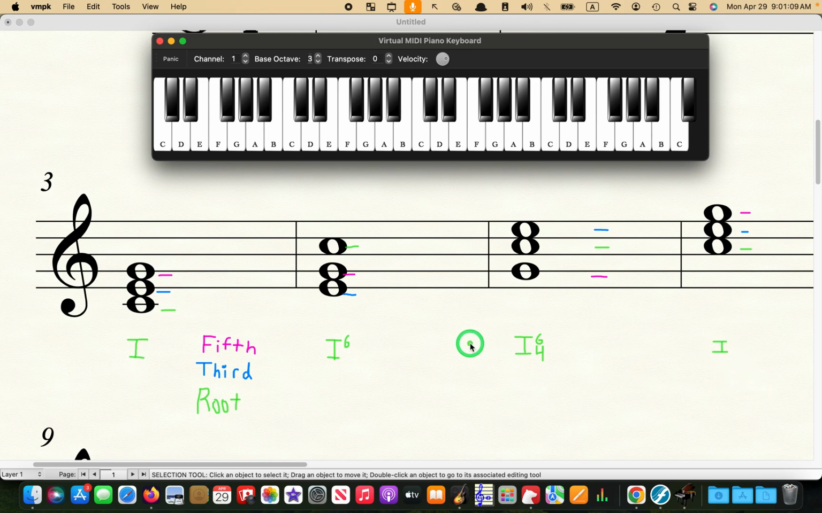So let me illustrate that one more time. Root position, it's just the Roman numeral. First inversion gets a little 6. Second inversion gets a 6-4. Because in first inversion, the 6 means that the distance between the bottom and the top is an interval of a 6th. In second inversion, the distance between the bottom and the top is also a 6th, but there is also a 4th in there.